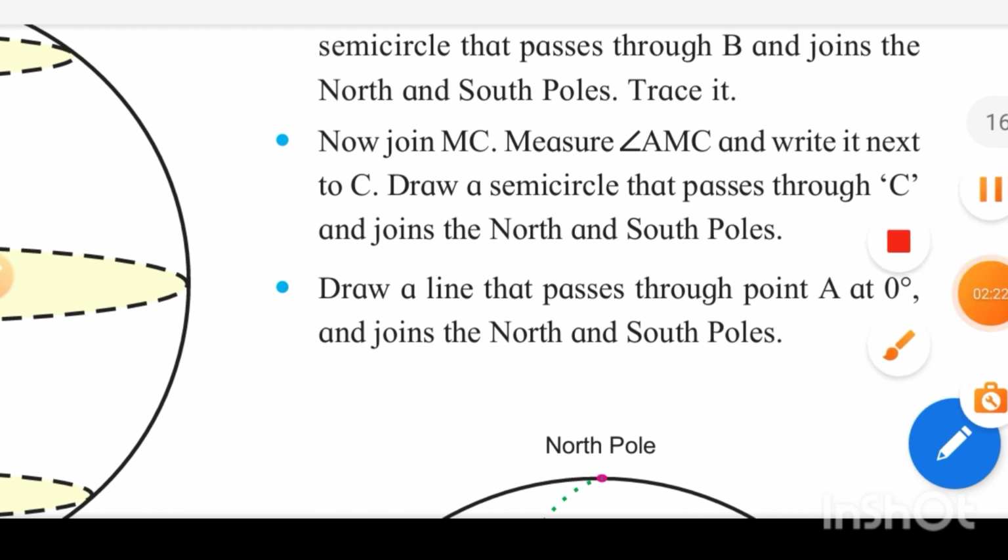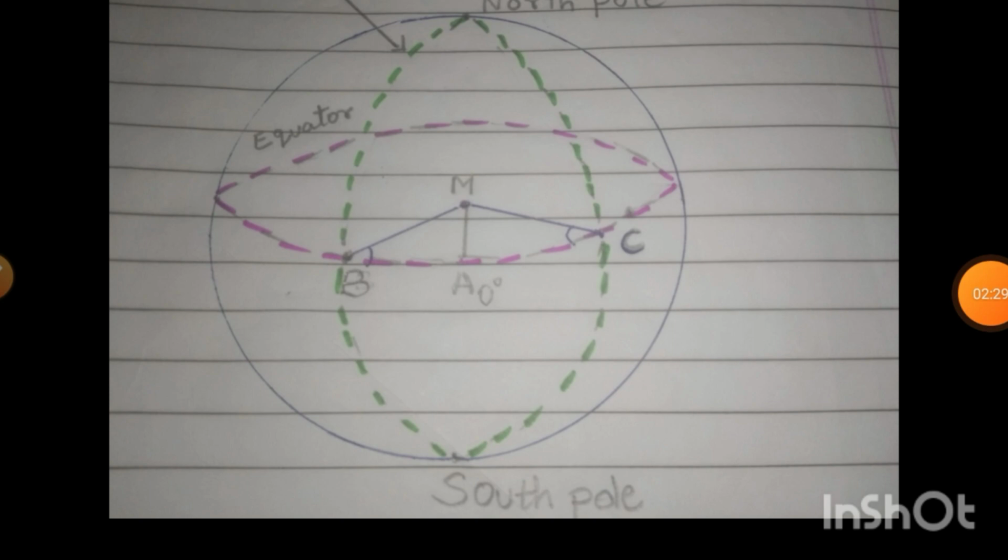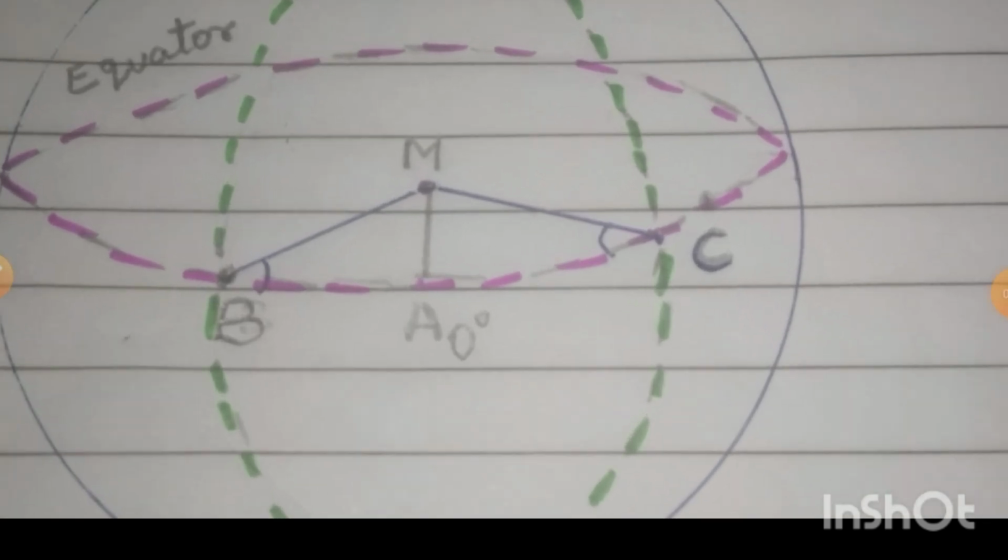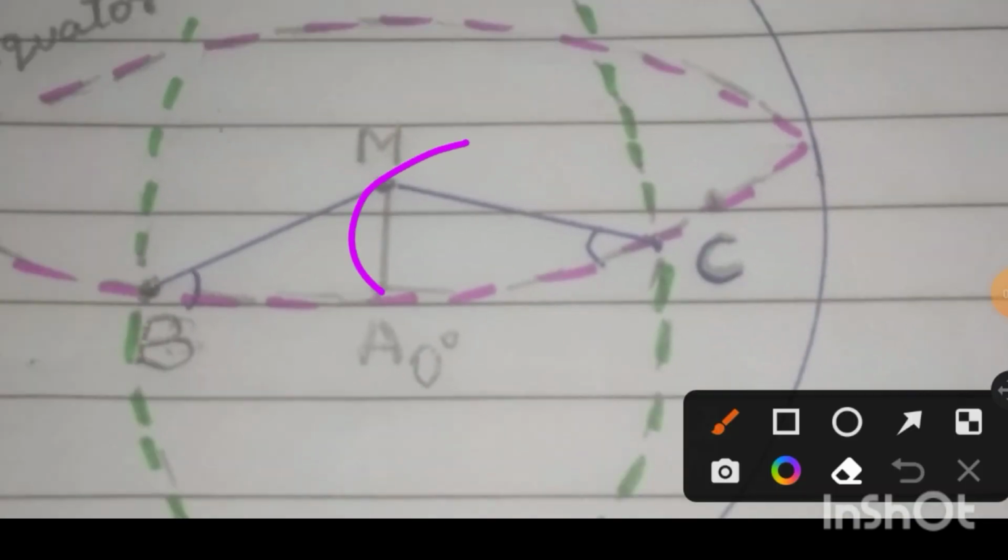Next instruction: now join MC, measure the angle AMC and write it next to C. Draw a semicircle that passes through C and joins the north and south pole. Okay, so as per instruction I have drawn MC. You can see, then it asks me to write the measure near C, so you can use the scale and measure it and write the measure.